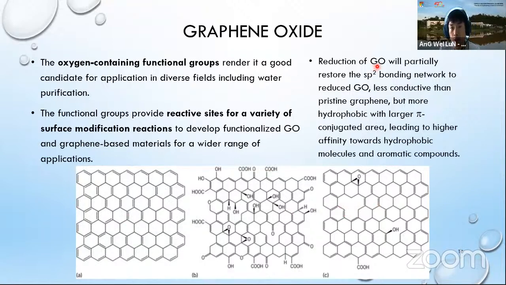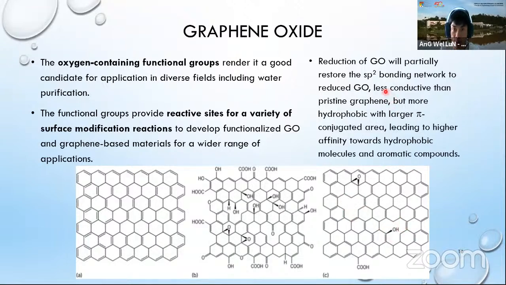Or even to reduce graphene oxide. Reduction of graphene oxide will partially restore the sp2 bonding network to reduced graphene oxide. It is less conductive than the pristine graphene, but more hydrophobic with a larger pi conjugated area, leading to a higher affinity towards hydrophobic molecules and aromatic compounds. So this refers to the reduced graphene oxide. Here, when you oxidize graphene, you get graphene oxide, and when you reduce it back, you get reduced graphene oxide, which is quite similar to graphene, but we still have some functional groups and some defects here, the broken structures here.